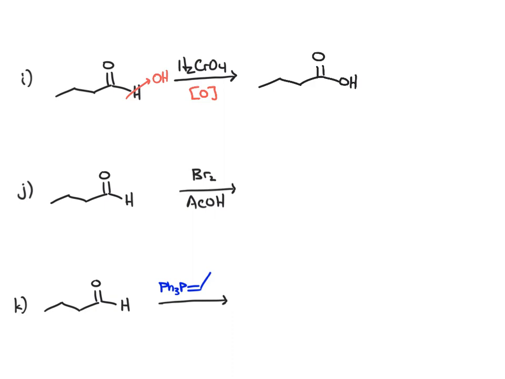In J, this is an alpha bromination reaction. Because we're using acidic conditions, we only add one bromine, whereas if we were using basic conditions, both of the alpha hydrogens would be replaced with a bromine. So we just substitute one of those hydrogens with a bromine, and we're done.